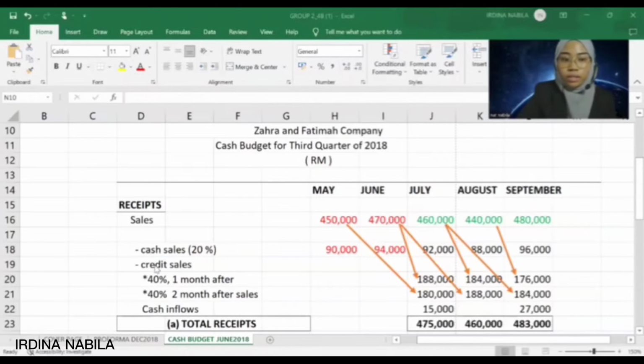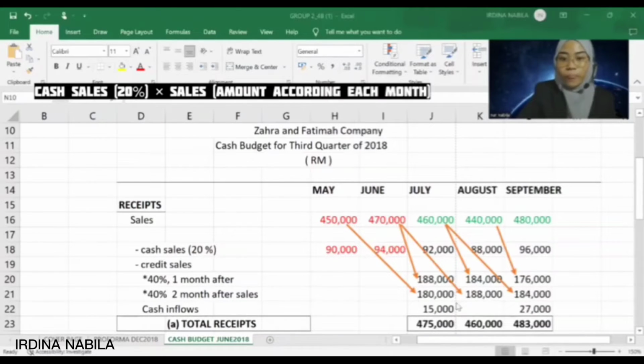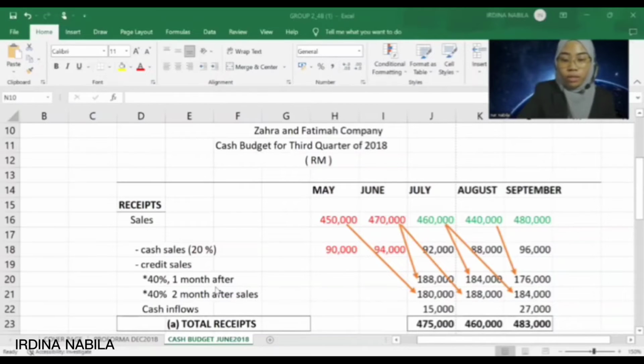Step 2 is identify cash sales and credit sales. Cash sale is 20%. July is 92,000, August 88,000, September 96,000. Credit sale for 1 month after is 40%. So 188,000 from June will be paid in July, 184,000 from July will be paid in August, 176,000 from August will be paid in September. And 2 months after sales is 40%: 180,000 from May will be paid in July, 188,000 from June will be paid in August, 184,000 from July will be paid in September.